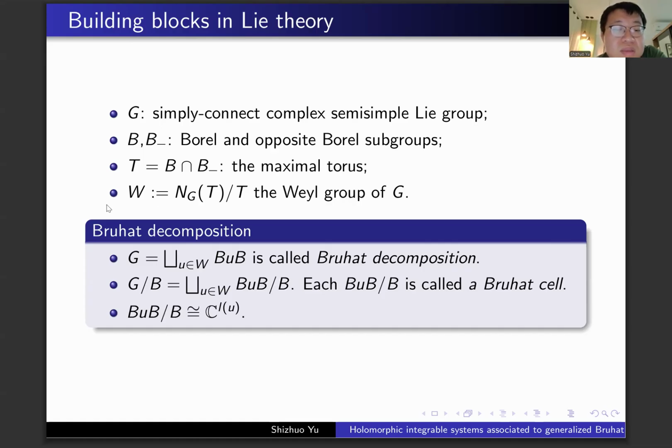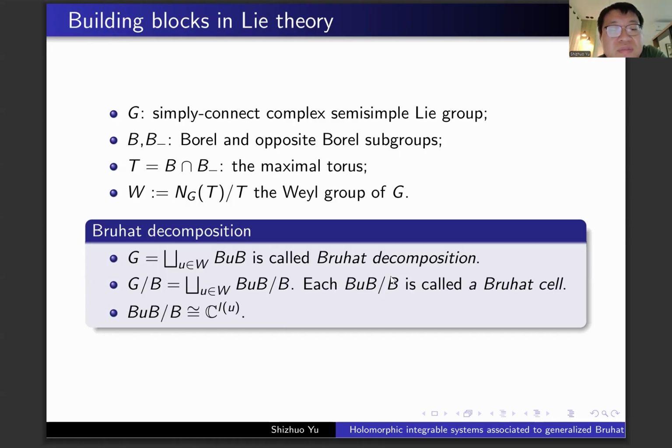And there is a famous Bruhat decomposition. It says that any complex semi-simple Lie group G can be written as the disjoint union of the BuB. It means that it is actually just the disjoint union of the B-orbits. It is a description of the B-orbits, which is called the Bruhat decomposition.